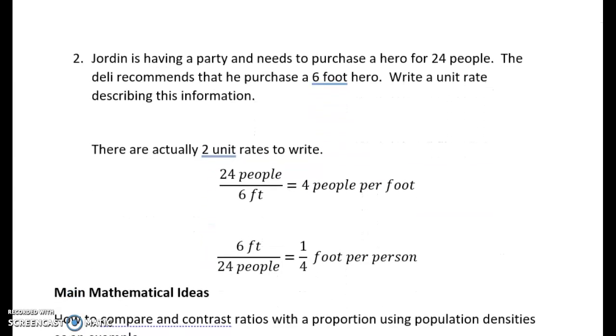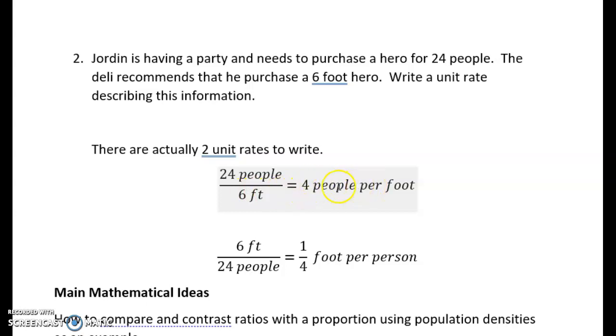Here's another example. Jordan is having a party and needs to purchase a hero for 24 people. The deli recommends that he purchase a 6-foot hero. Write a unit rate describing this information. Well, we actually have 2 unit rates that we can write here, depending on which way we want to compare. So one unit rate is comparing the people to the length of the hero, the size of the hero. So 24 people for a 6-foot hero. We could write that as a unit rate by dividing 24 by 6.